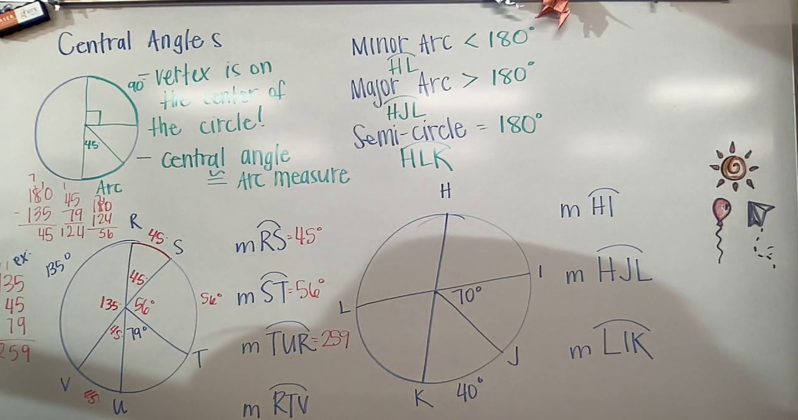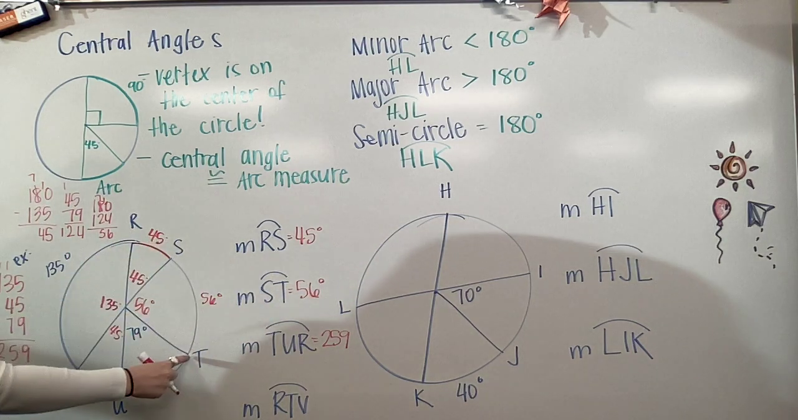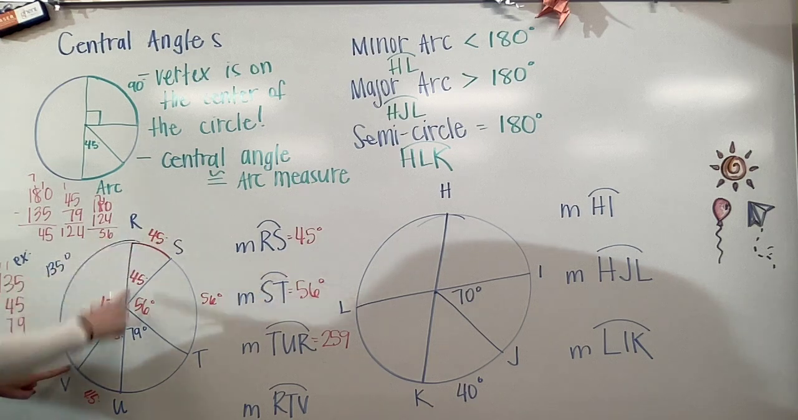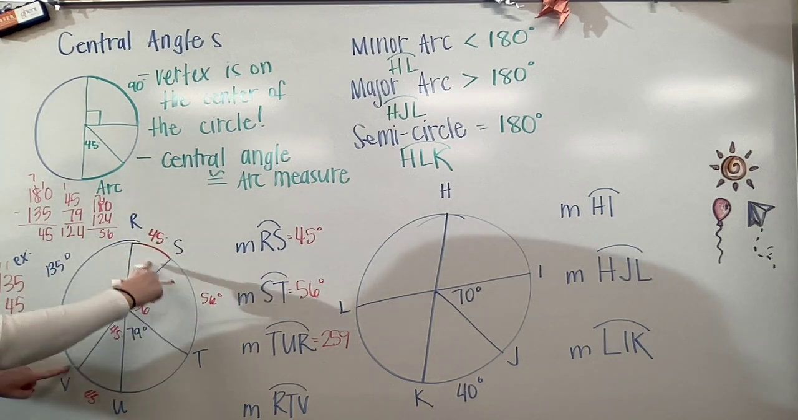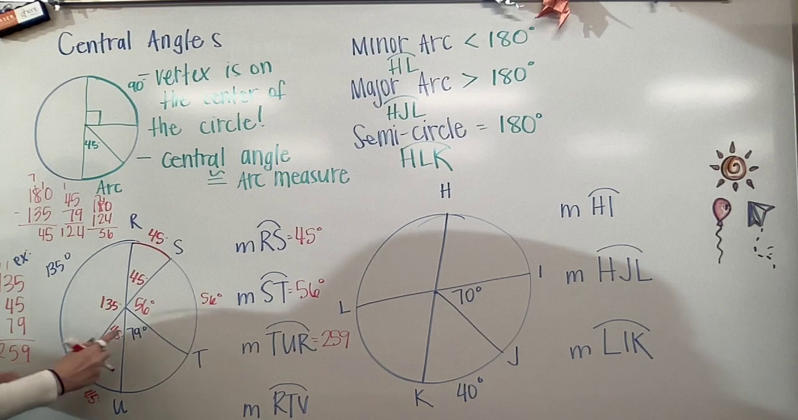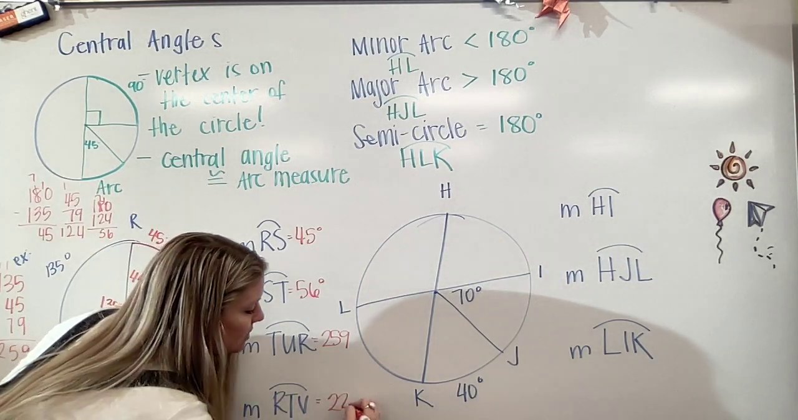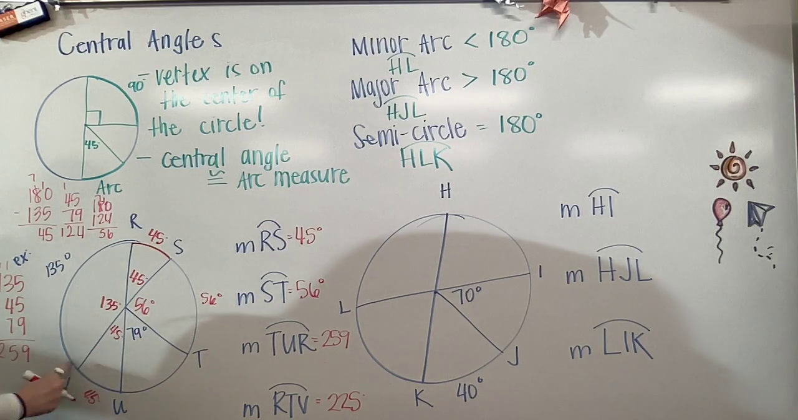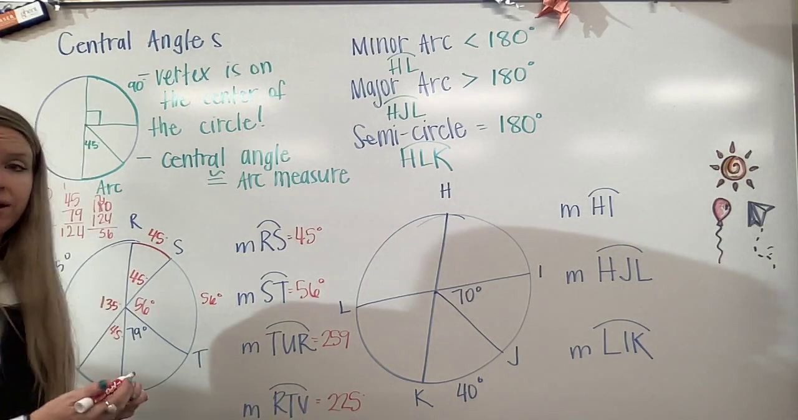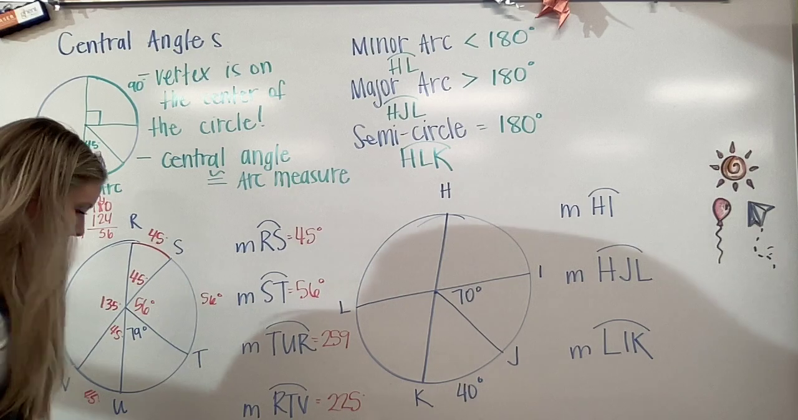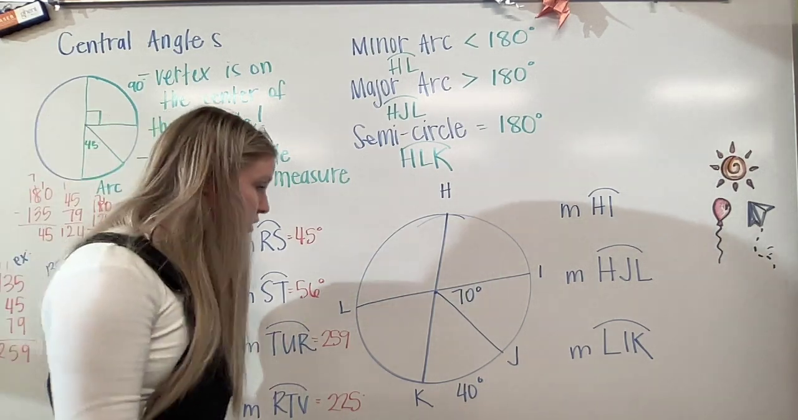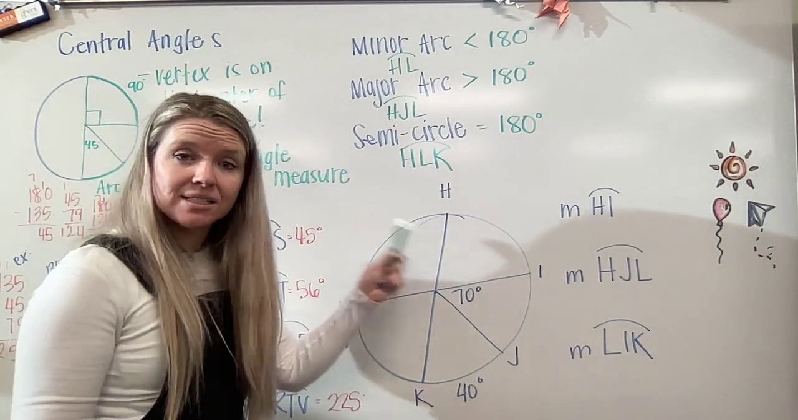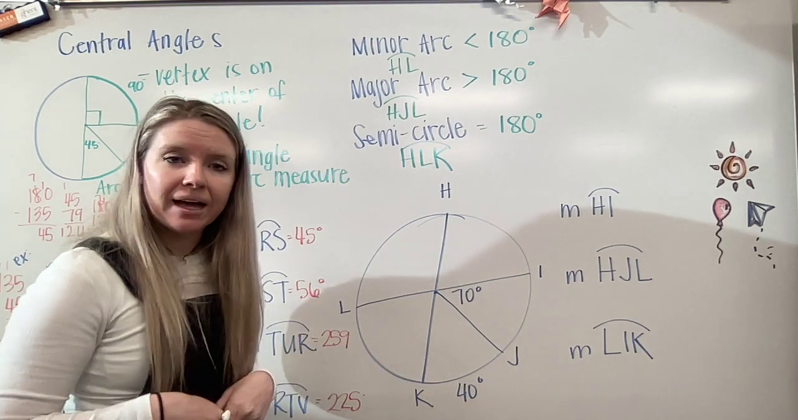Okay? Then our last one, we have RTV. Well, R to U, that's 180 plus the 45. I'm going to go ahead and say that this is 225. 45, 56, 79, and 45 should give me the 225. All right, real fast, we got one more example. You could go ahead and hit pause right now if you want to test this one out on your own, and then come back and check your solution.